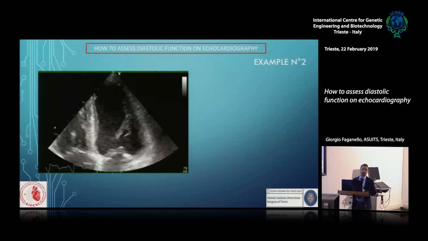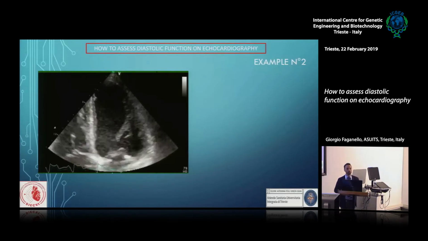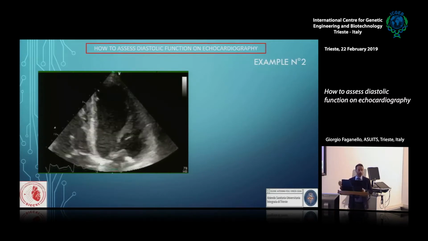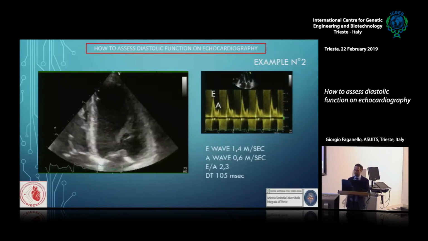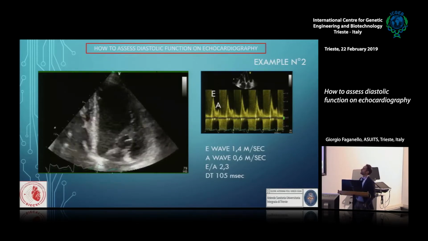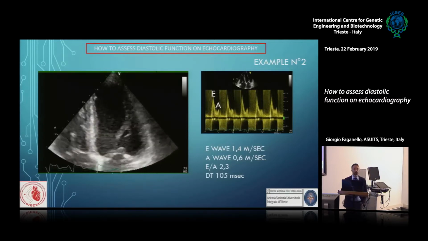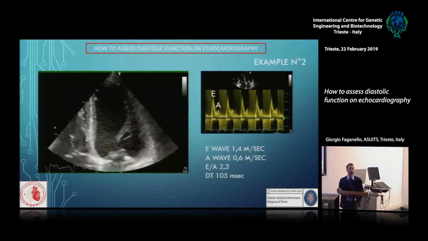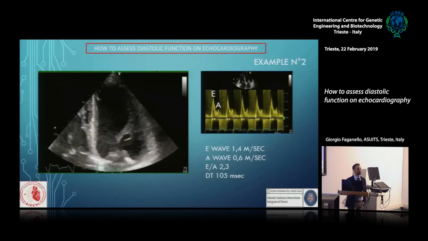So I'm sure to find the diastolic dysfunction, and I need to understand the grade of her diastolic dysfunction. So, pulse wave Doppler. Very tall E wave, very short A wave, ratio 2.3, deceleration time is 105 milliseconds. So she's got severe diastolic dysfunction. Okay?